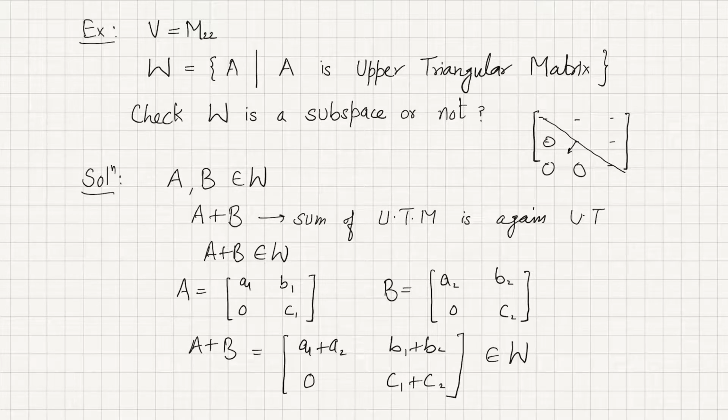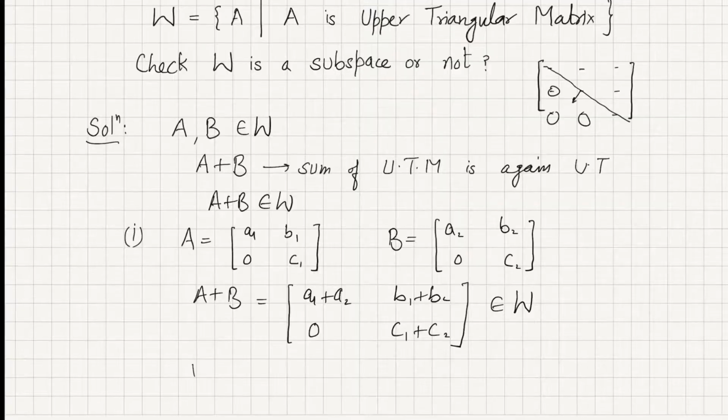Similarly, for the second property, if you check the value of Ka, this is Ka1, Kb1, Kc1, K times 0, you will get 0. This is again in W. That means W is closed with respect to scalar multiplication. So we can say that W is a subspace of M22. Similarly, we can show that the collection of all lower triangular matrices will form a vector subspace of M22.